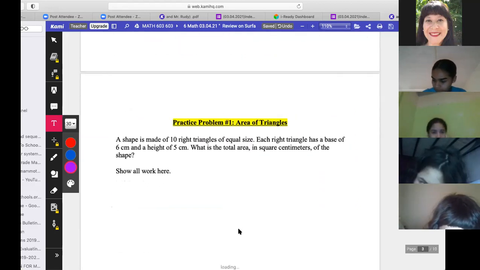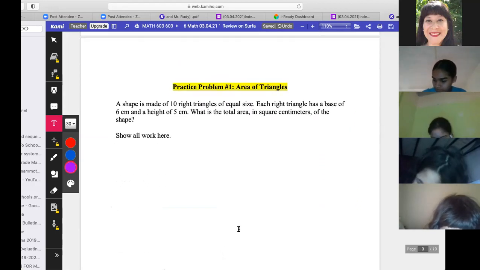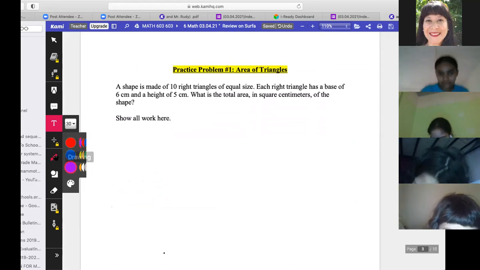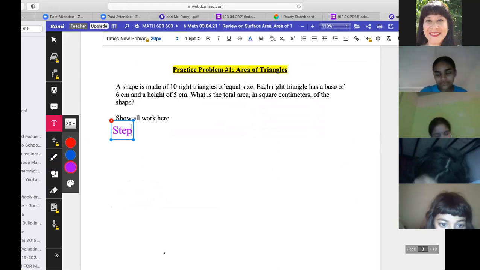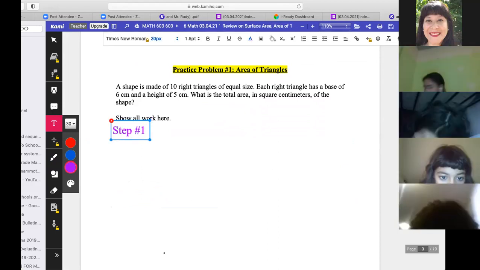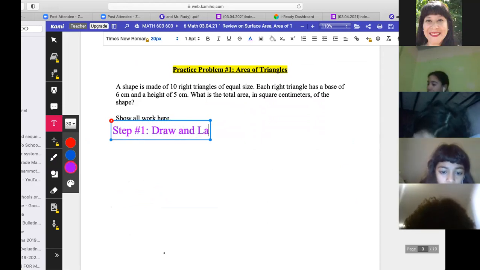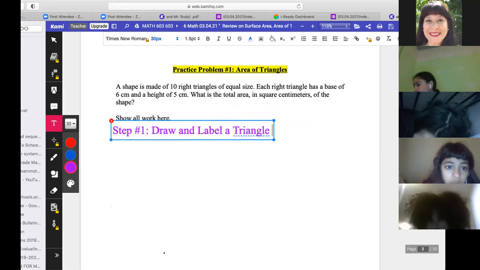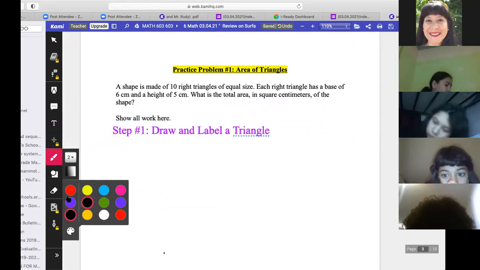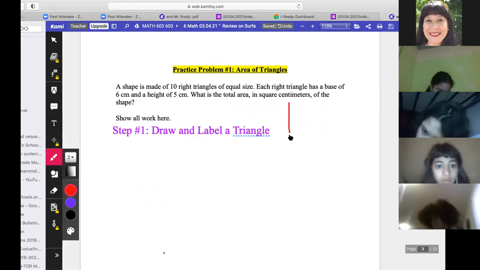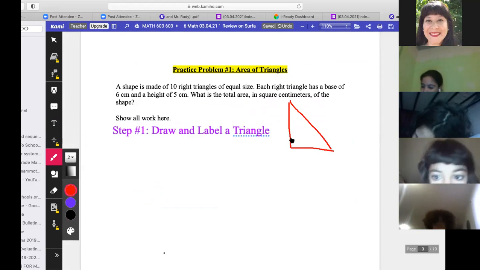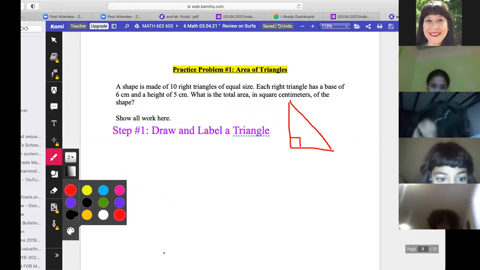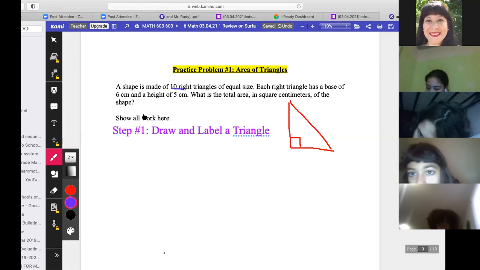Okay? All right, problem 1. Kalani's going to tell you who's got it, and you're going to read it, solve it, do it. Problem 1 is Leanna. Miss Sanchez. All right, it says a shape is made out of 10 right triangles of each size. Each right triangle has a base of 6 centimeters and a height of 5 centimeters. What is the total area in square centimeters of the shape?